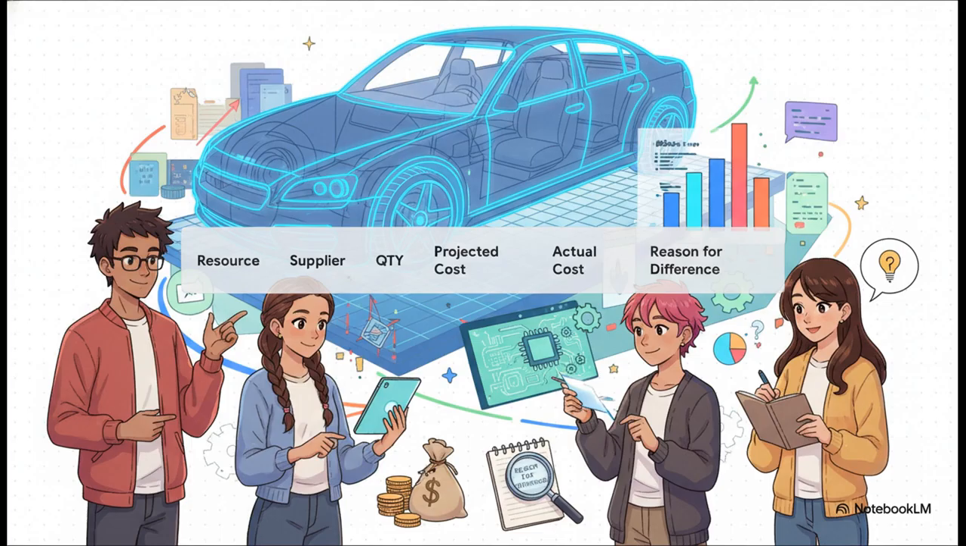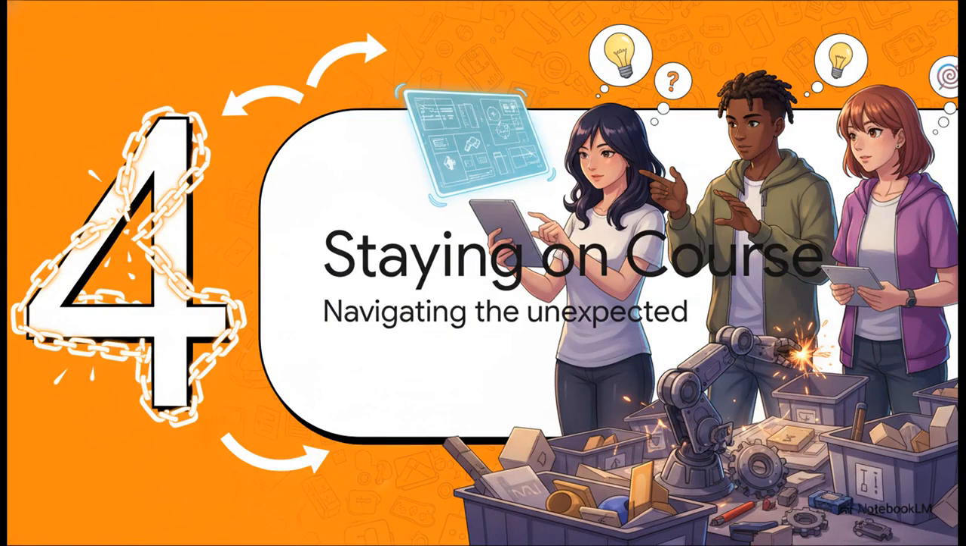You project what you think it'll cost, then you track what it actually costs. But that last column, reason for difference, that is pure gold. That's where you get to show off. Did you find a cheaper supplier? Did you negotiate a better deal? This column tells the story of how you were an active manager of your money, not just someone who spent it. Okay, let's talk reality.